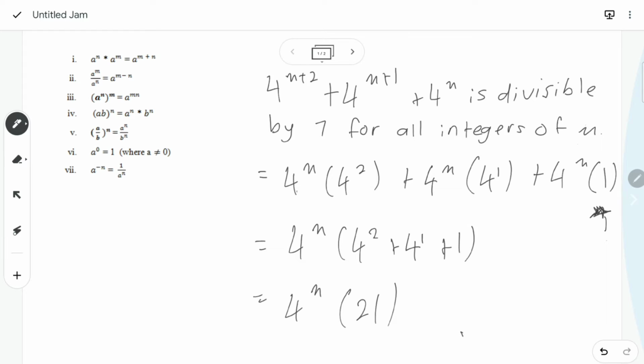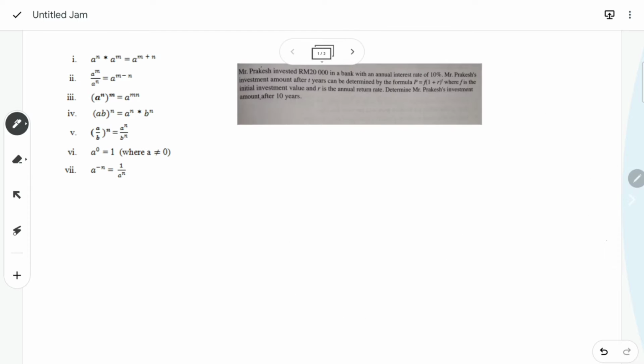So how do you know that for all integers of x it is divisible by 7? See the number here. 21 is divisible by 7, so this expression is divisible by 7 for all integers of x. To answer the question, you need to use a sentence. First mention that the number is divisible by 7, so this expression is divisible by 7 for all integers of x. As an easy question, you just need to remember what you have learned in Form 3, which is the consumer topic, because this question is related to that.